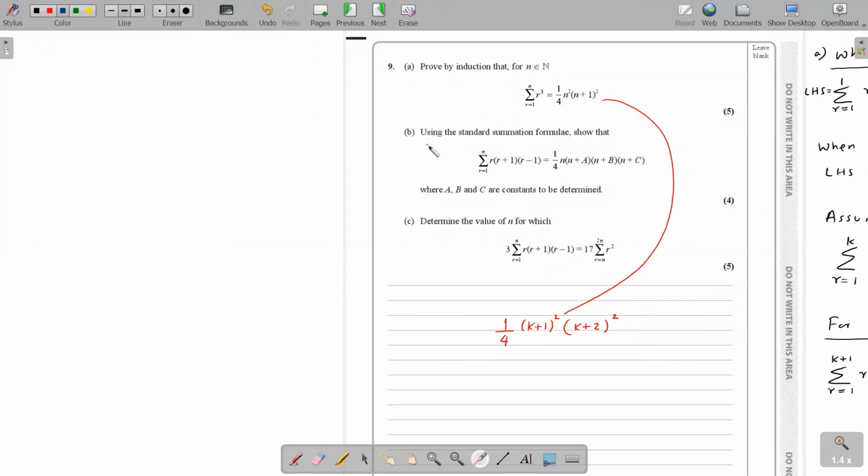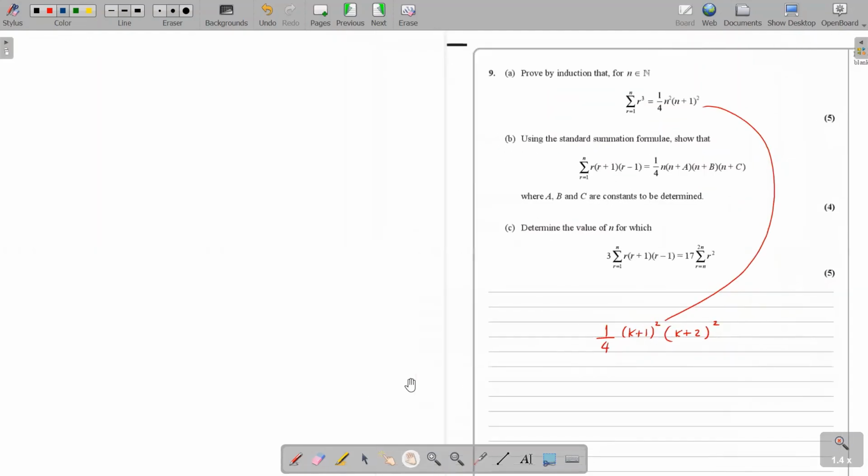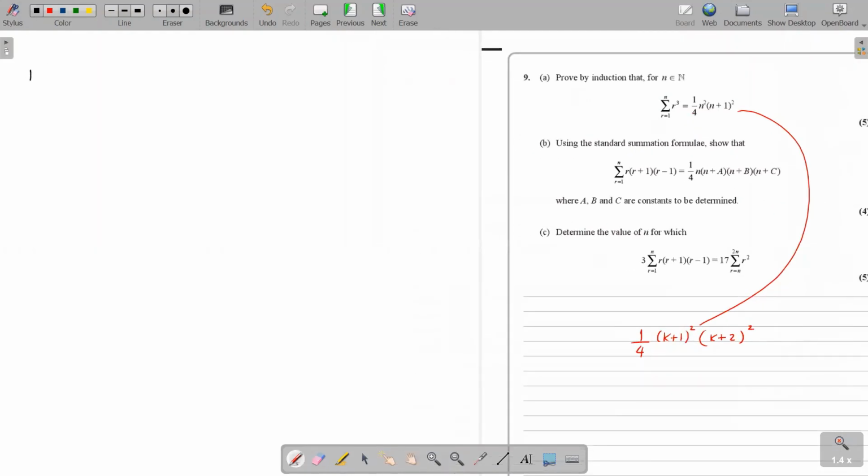Okay, moving on to part B. Using the standard summation formula, show that summation of (r plus 1)(r minus 1) is equal to 1 over 4 n, n plus a, n plus b, n plus c. So to use the standard summation formula, what are the standard summation formulas? Can you all remind me? Summation of r from 1 to n is what? Please remind me.